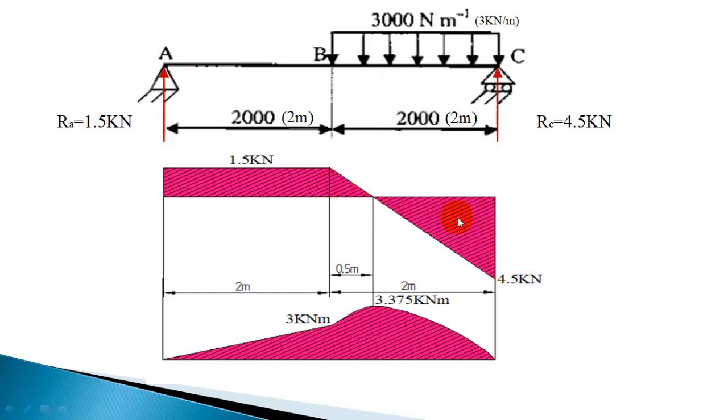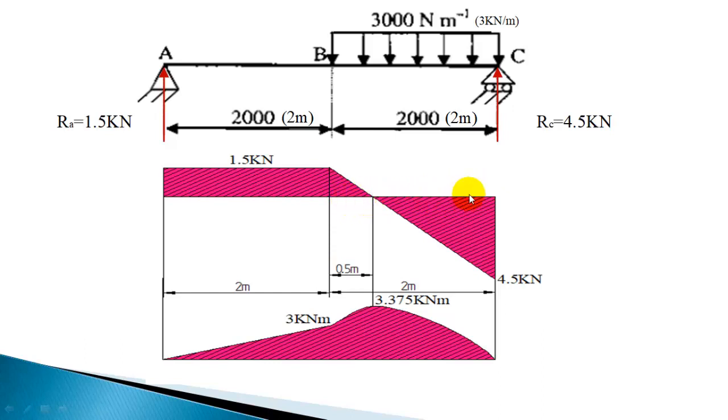These two are similar triangles. So this 1.5 to 4.5 is 1:3. So shear force is in the proportion 1:3. So the ratio of these portions will again be 1:3. So the total distance is 2 meter, and it has to be divided into 1 plus 3, 4 parts. This distance also will be divided in the proportion 1:3.